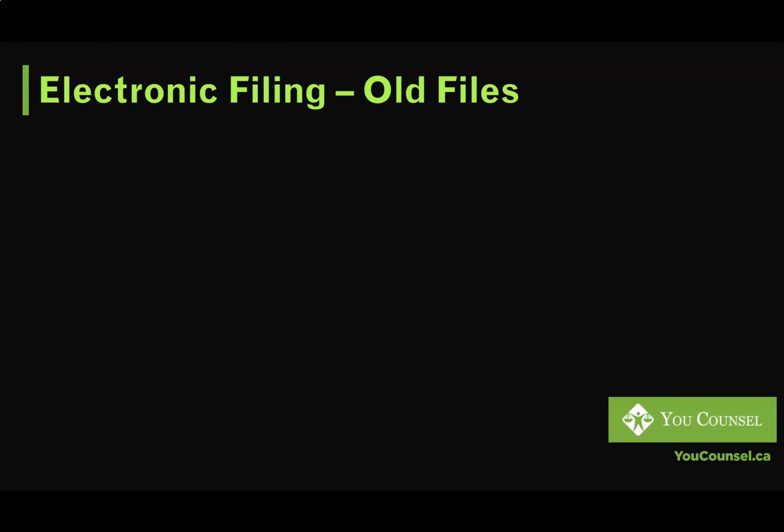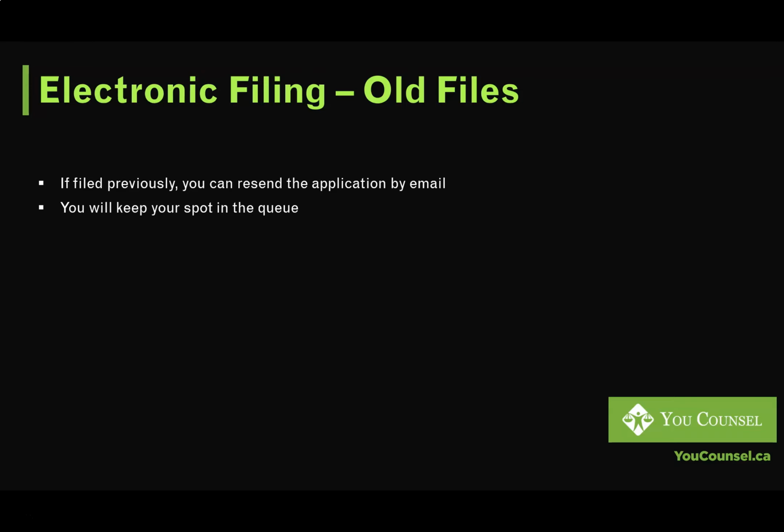If you already have an existing probate application in the system, you can still use the electronic format. You can resend your application by email to the relevant court office. And what is important to note is that even though you're resending the application, you keep your spot in the queue. And remember that whatever documents you're sending electronically now will be the documents that the court will rely on and not the documents that you have submitted in hard copies.